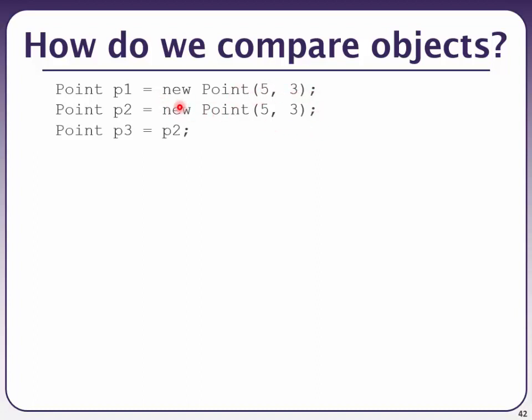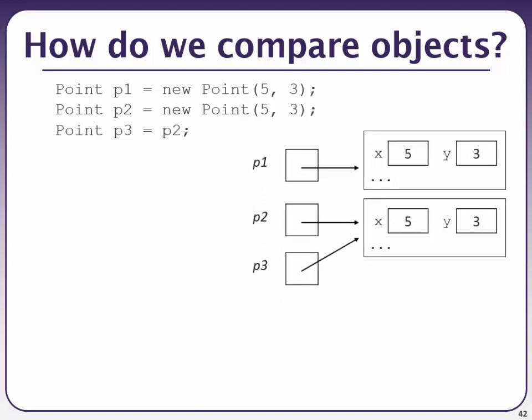We create here another point, a separate object of class Point in memory. We apply the constructor with the same parameters, 5 and 3. The first reference is stored in p1, the second in p2, and then we say that p3 now holds the same reference as p2, which is going to cause p3 and p2 to refer to the same object in memory. So let's take a look at how this is actually going to look in memory.